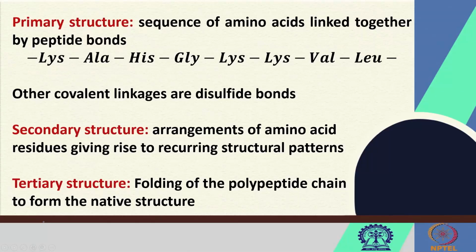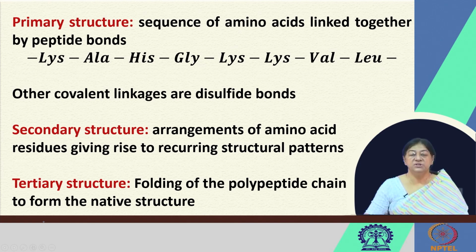In our discussion class for module 2, we will revisit some of the topics that were covered in this module, and we will look at specific problems related to those topics. We begin by looking back at the primary structure, which we knew was the sequence of amino acids linked together by peptide bonds, followed by the knowledge that the other covalent linkages are the disulfide bonds.